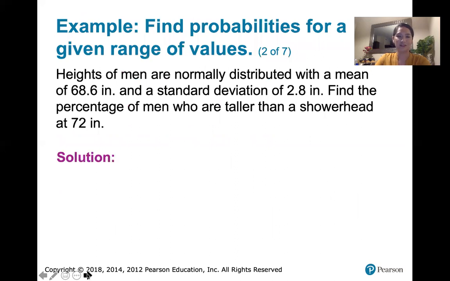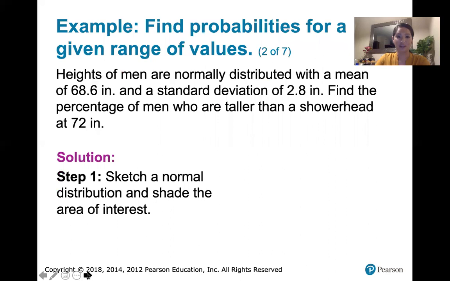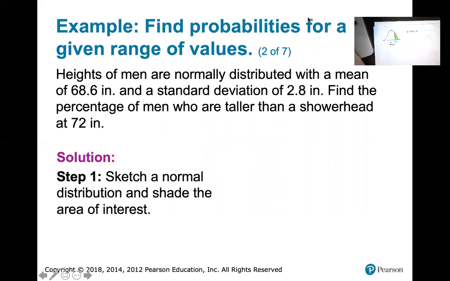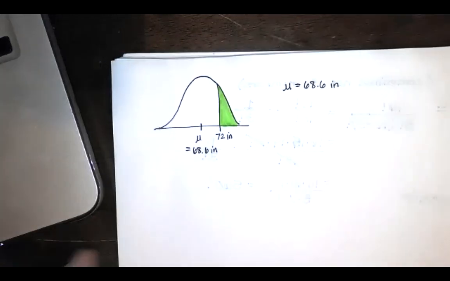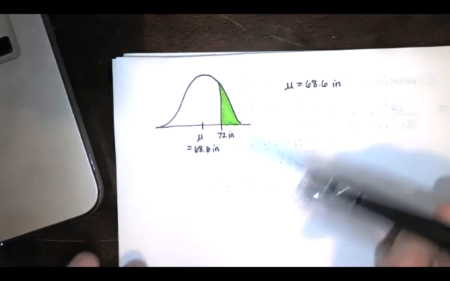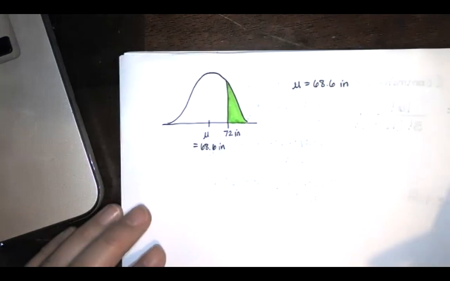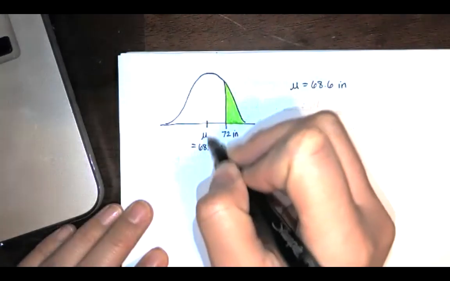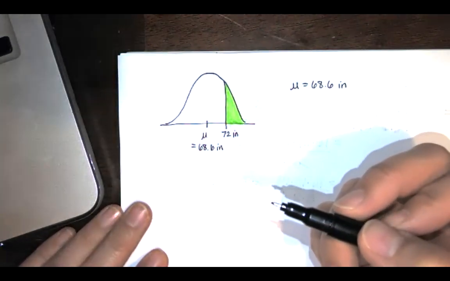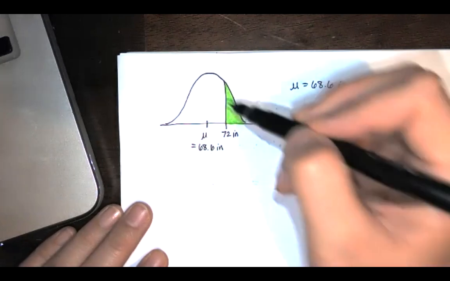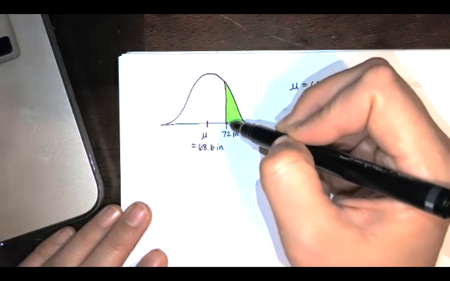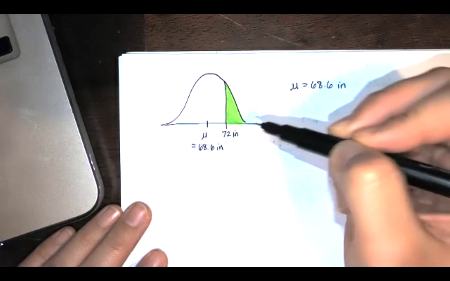The first thing we do is we sketch a normal distribution and shade the area of interest. Now I actually already started to do this. I'll share my paper with you. So I draw my curve. I was told that the mean is 68.6 inches, so I just label that in the middle, 68.6 inches. And I'm interested in men that are taller than 72 inches. So I label 72 inches down here on that horizontal axis.